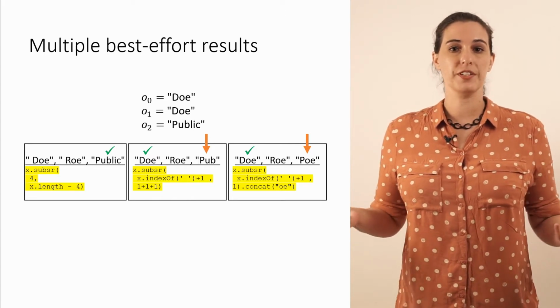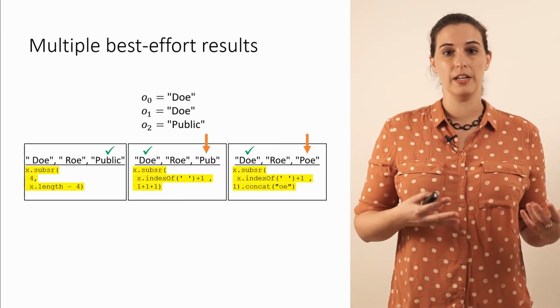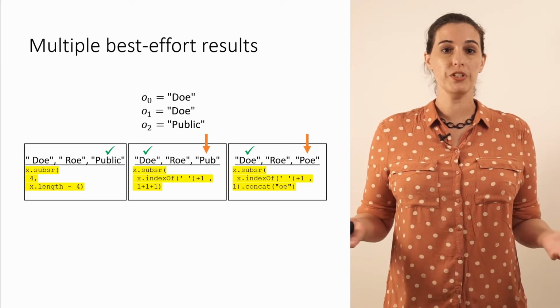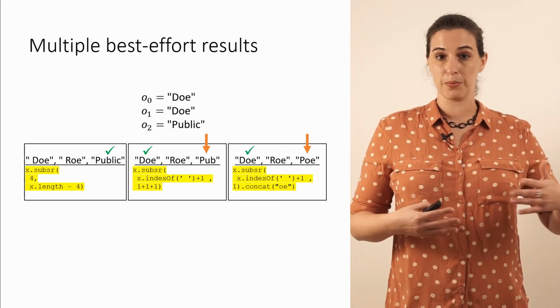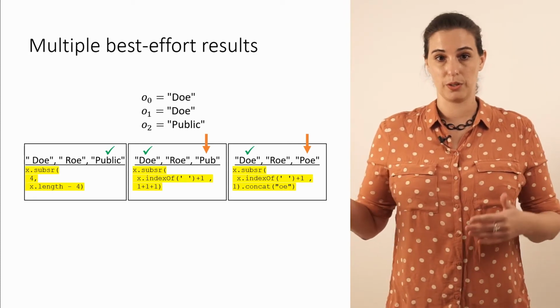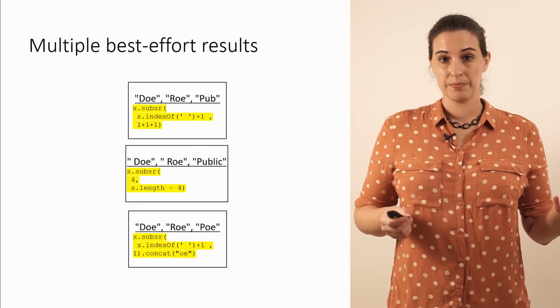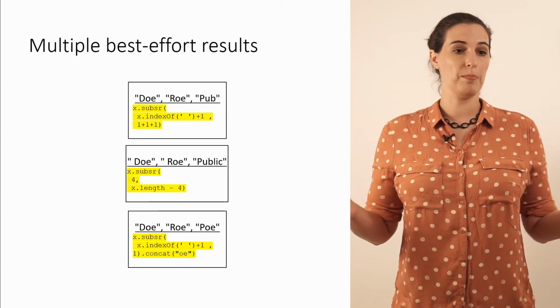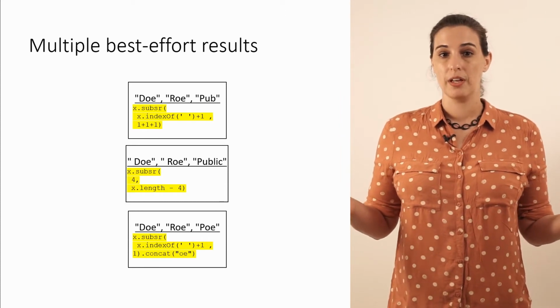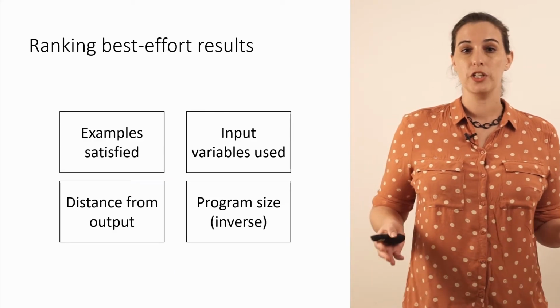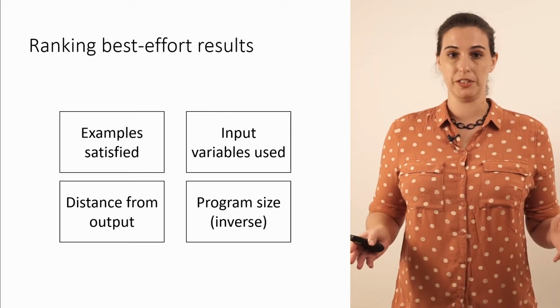So if the number of examples we can satisfy is no longer the way to tell which program is better, what can we do? Enumerate as many programs as we can, at least until we find one that fully satisfies the specification, and rank them, then return some top k out of those to the user. And for that, we need a function to rank by. The fitness function we use for ranking has 4 elements.